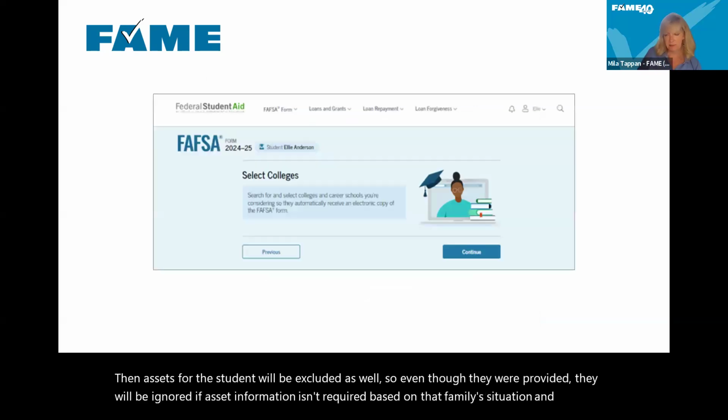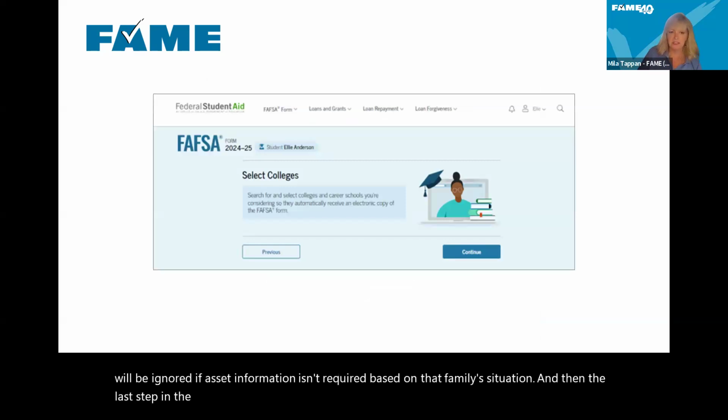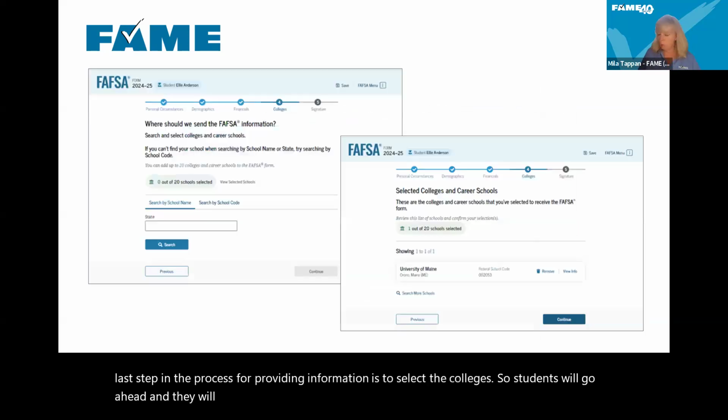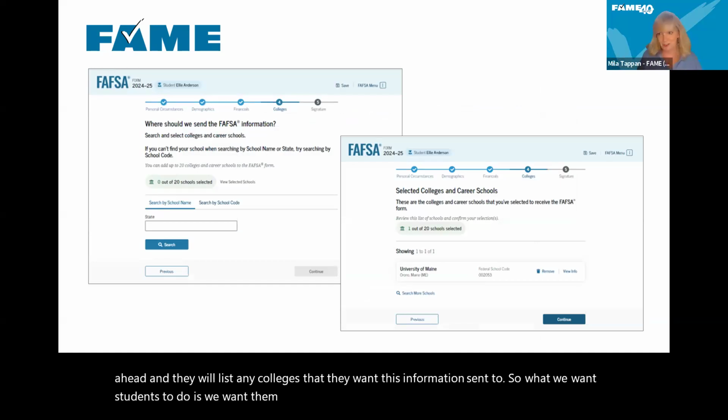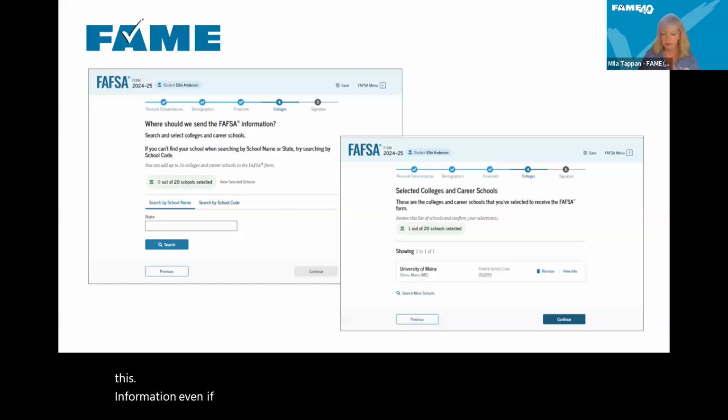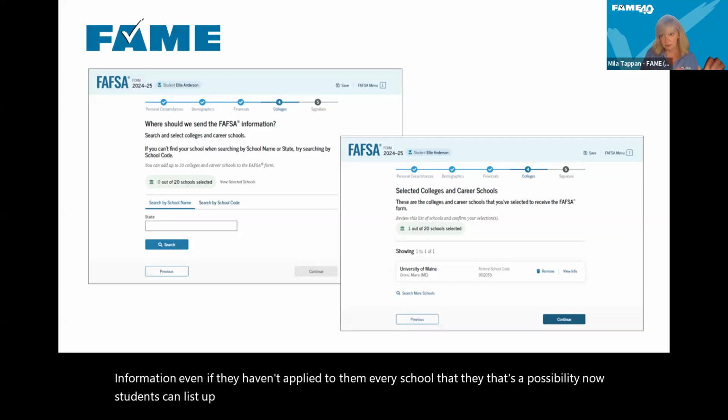And then the last step in the process for providing information is to select the colleges. So students will go ahead and they will list any colleges that they want this information sent to. So what we want students to do is list all of the schools that they potentially want to receive this FAFSA information, even if they haven't applied to them. Every school that's a possibility. Now students can list up to 20 schools on the FAFSA. Used to be 10, but now they can list 20.